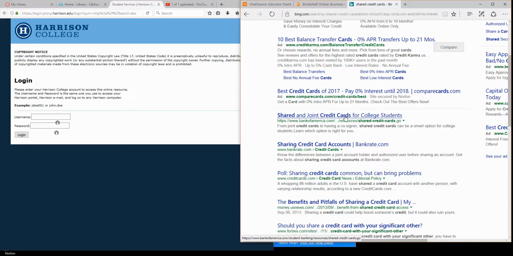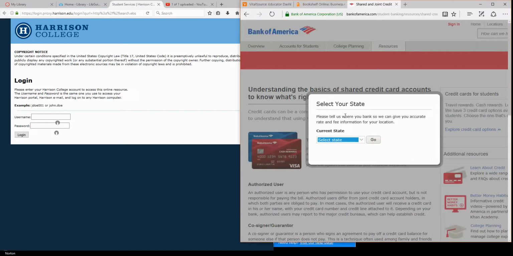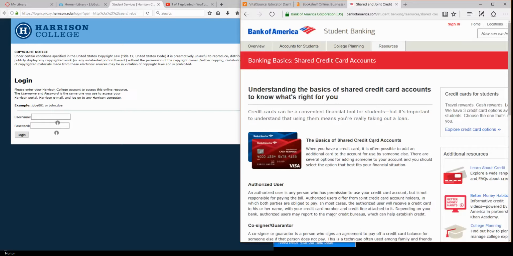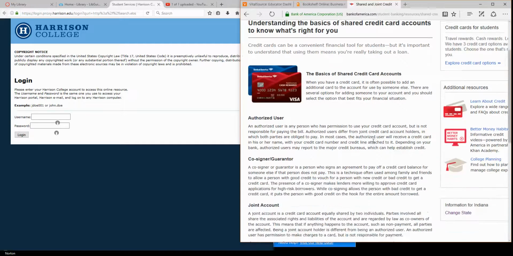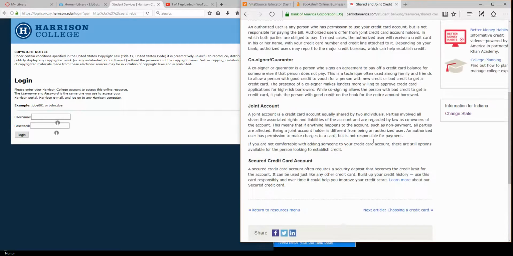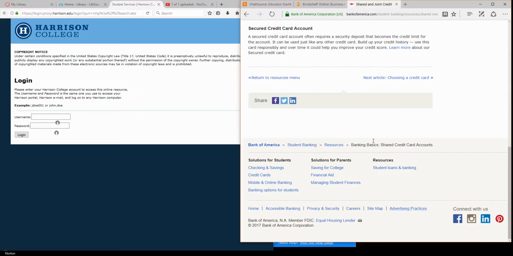shared and joint credit cards for students. Authorized users, so this does give you some information. See, there's the date 2017. Hang on.